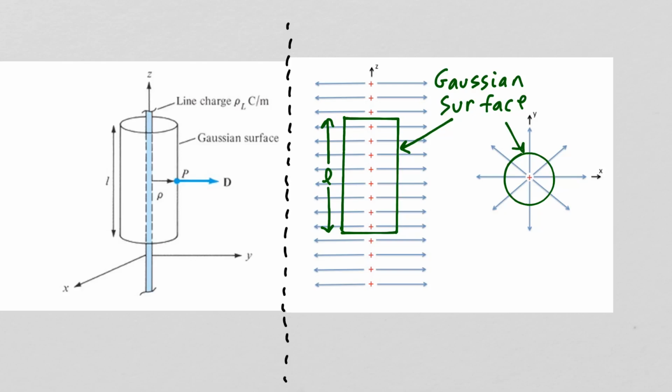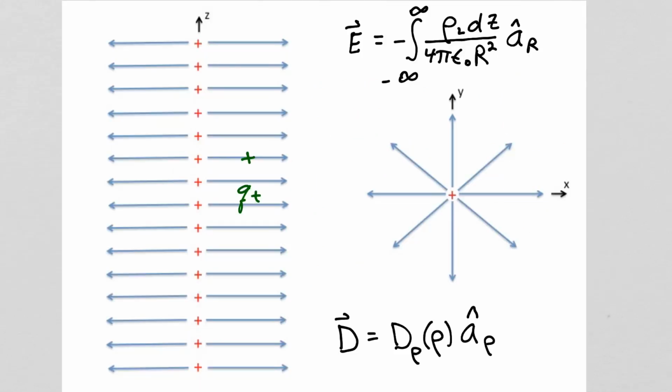Here is another view of our infinite line of charge from the side and looking down from the positive z-axis, indicating the electric field lines and the cylindrical symmetry. Also shown is the Gaussian surface from the side and from the top. Previously, we argued that the field due to an infinite line of charge has cylindrical symmetry.